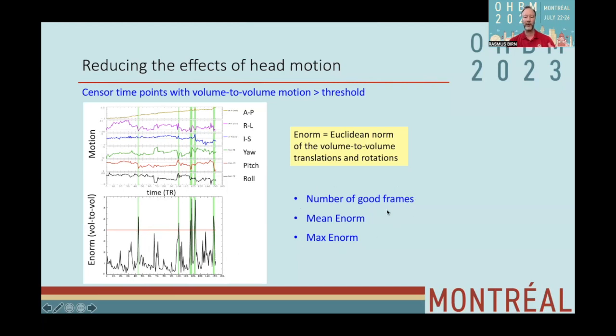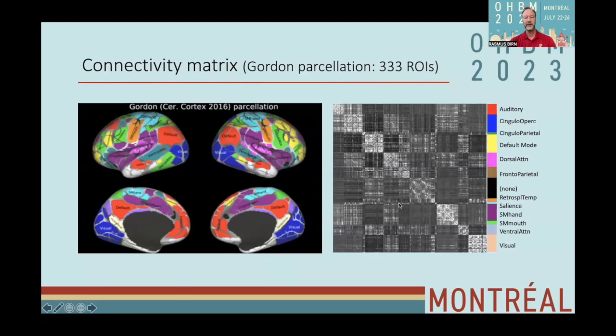Now, following this, to quantify this motion, we can then calculate the number of good frames, the number of good volumes we have remaining after the censoring. We can also look at the mean Euclidean norm or the maximum amount of motion, this maximum Euclidean norm. We can also look at the impact of this motion on the functional connectivity.